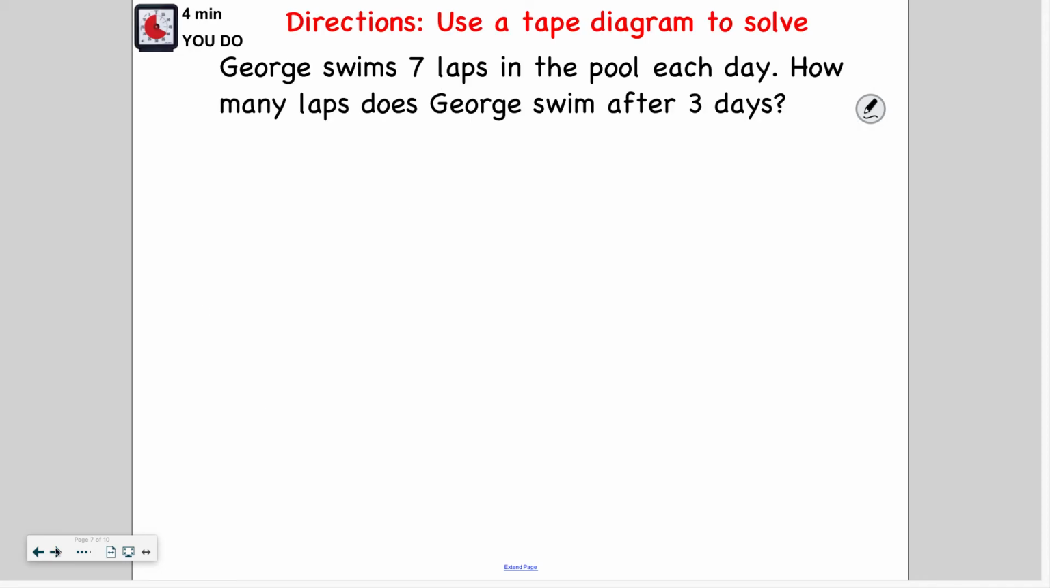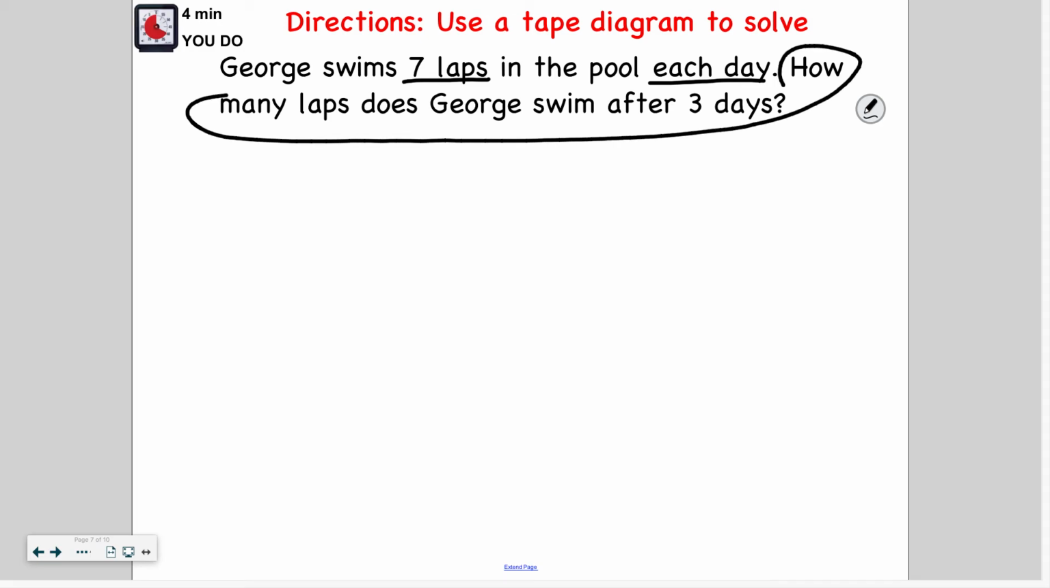All right, let's look at the problem you're going to do on your own. George swims 7 laps in the pool each day. How many laps does George swim after 3 days? Go ahead and draw your tape diagram and use that to solve this word problem. Please pause the video now. Press play when you've solved and checked your work.